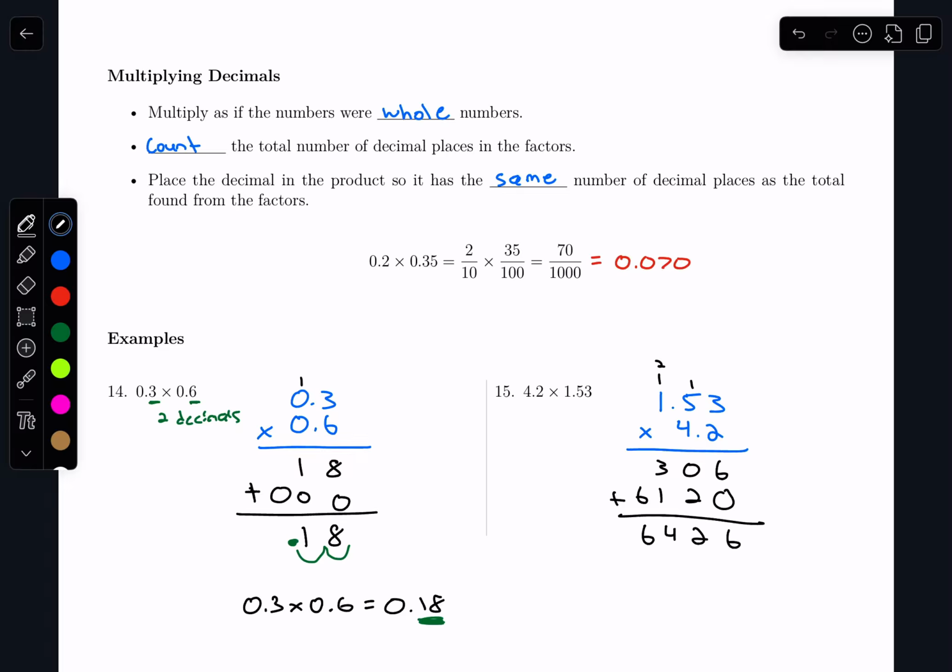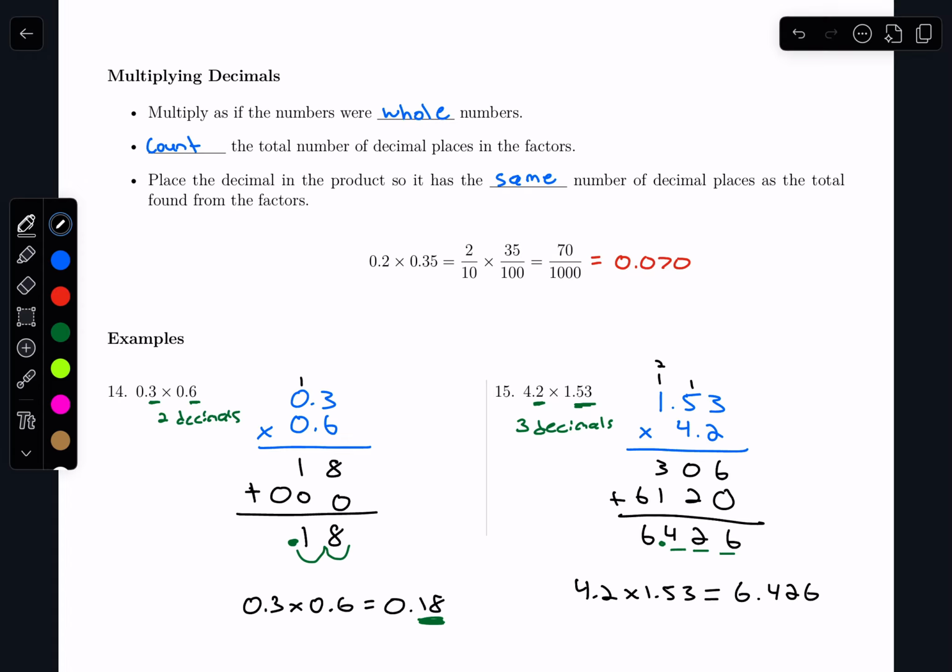And now I go back and I count how many decimal places I should have. So my original numbers had 1 decimal in the first number and 2 in the second number. So that is a total of 3 decimals. And so in my answer, I'm just going to put the decimal place so that I have 3 decimal place values. So what this tells me is that 4.2 times 1.53 is equal to 6.426, where I have 3 decimal places in my answer because my original factors had a total of 3 decimal places.